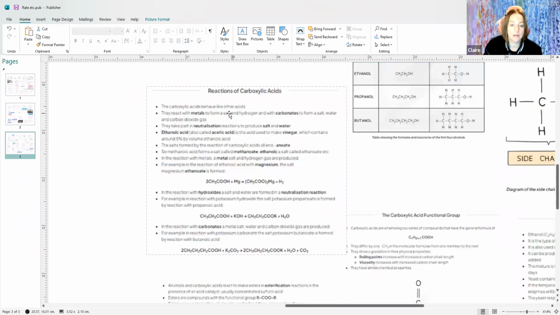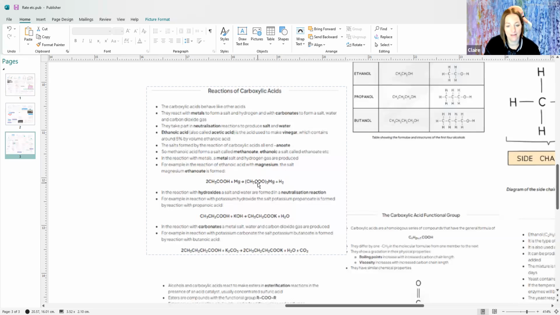So the carboxylic acids behave like other acids. They react with metals. There you go. And carbonates, the same as a previous module, paper 1 module. They take part in neutralization, producing salt and water. So it links in that reaction with metals from that module quite nicely. The salts formed by the reaction of carboxylic acids will end in anoate. Okay, and another name to remember for another salt.